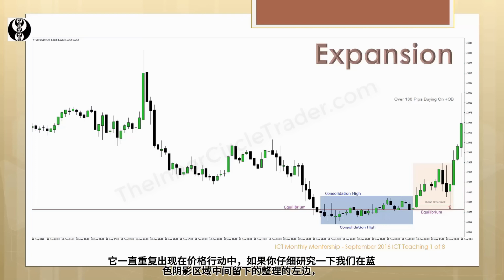It's in price action all the time. And if you study just to the left of the consolidation we have shaded in blue, there's actually a consolidation in the sell side where the market broke down and came right back to the equilibrium price point again and then sold off. I'll leave that for your study now, but we're going to move over to the next characteristic of a trade setup.